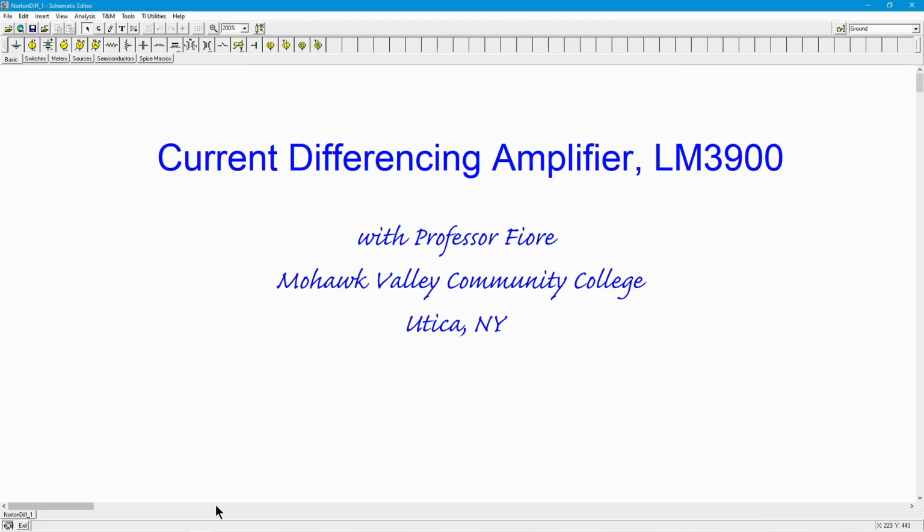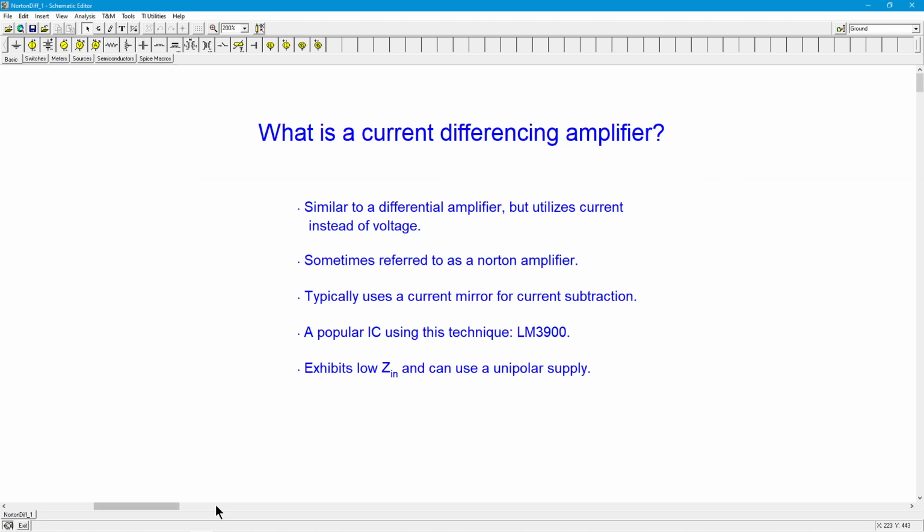In this video we are going to look at a current differencing amplifier. So if you're a fan of the LM3900, this is a video just for you. The first thing I'm going to say is, if you haven't looked at the videos on differential amplifiers and current mirrors, it is imperative that you look at those first, because this video builds on those preceding bits of material. All right, let's get into it.